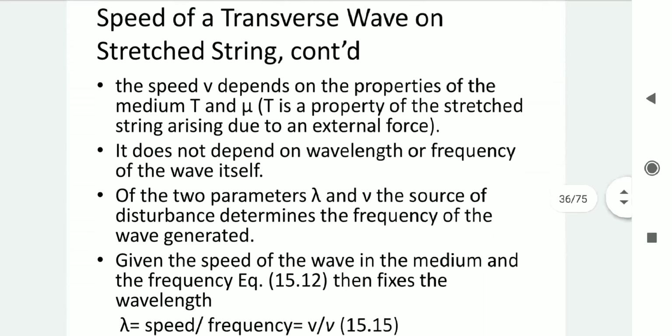the mass density mu. That T is a property of the stretched string arising due to the external force. And this speed does not depend on the wavelength or frequency of the wave itself. The source of disturbance determines the frequency of the wave generated. So the speed of the wave in the medium and the frequency will give you the wavelength: lambda equal to speed by frequency.